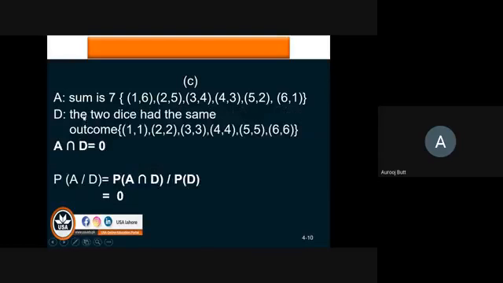So this is an event D. And you need to find the probability that the sum is 7 given that the two dice had the same outcome. According to conditional probability, you take the intersection of both of these events, A and D, and divide it by whatever is given under this condition. That means under this given, that is event D, you'll be dividing it by the probability of D.